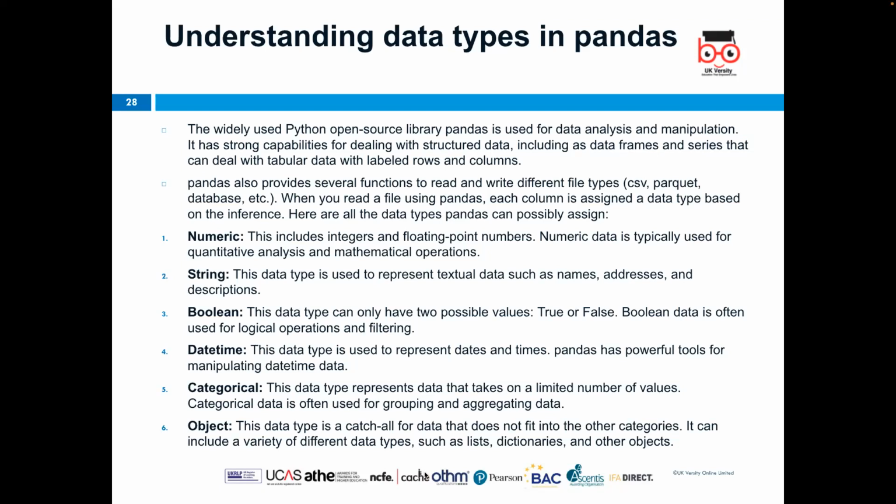We also have objects. This data type is a catch-all for data that does not fit into the other categories. It can include a variety of different data types, such as lists, dictionaries, and other objects.